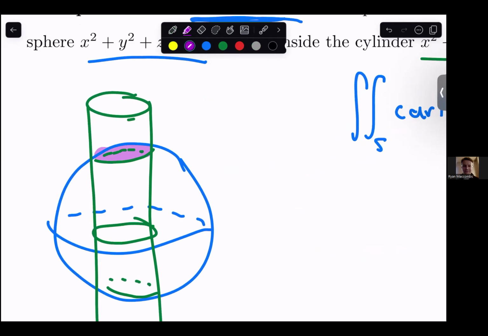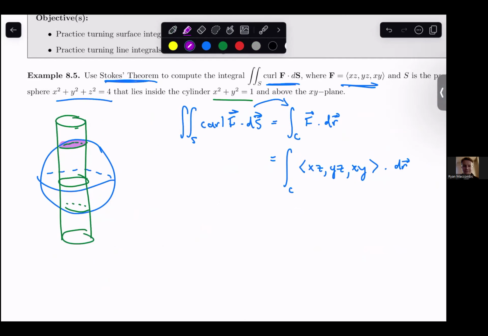So again, my surface is the portion of the sphere. So I'm going to be shading in some portion of the sphere, only the piece that lies inside of the cylinder. So anything outside of the cylinder, not really interested in, and only the piece that lies above the XY plane. So, okay, there's one piece right there.